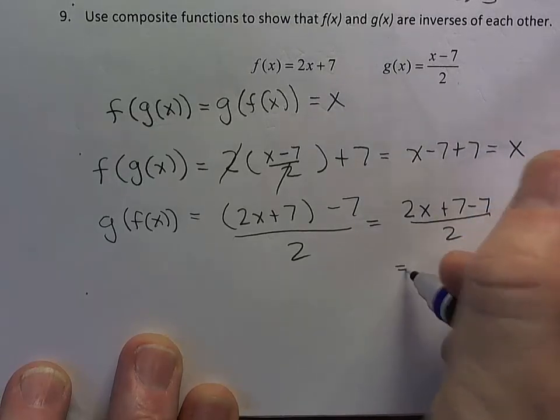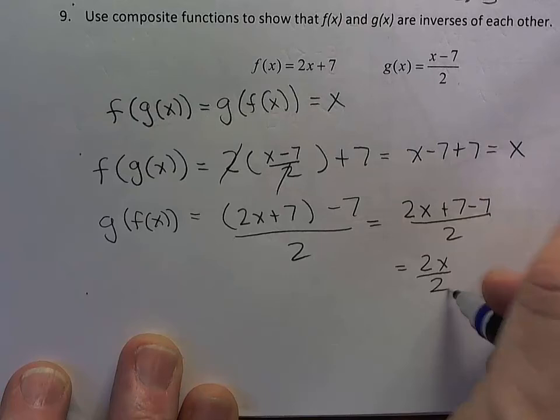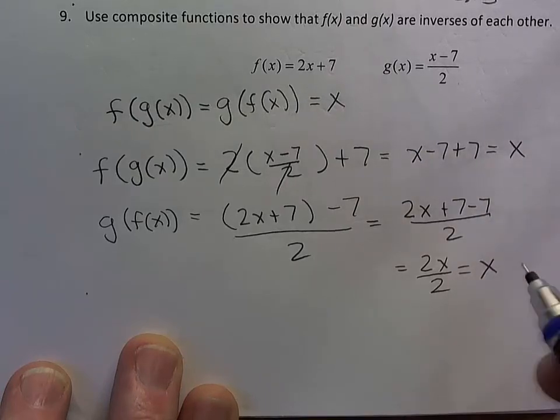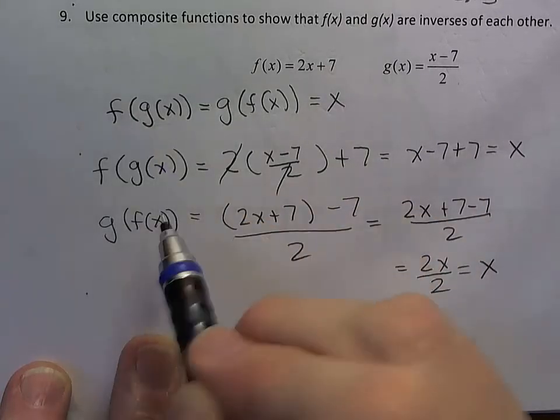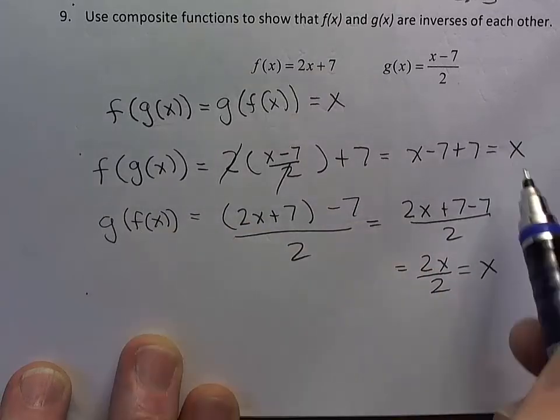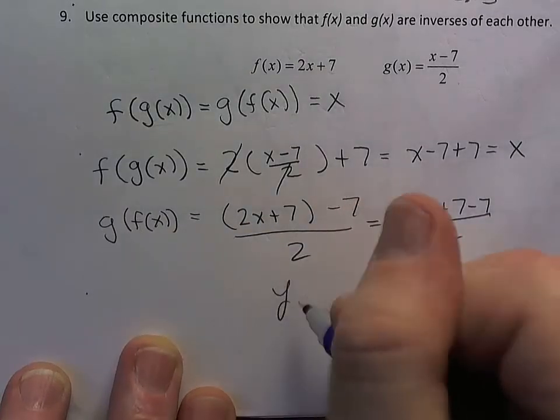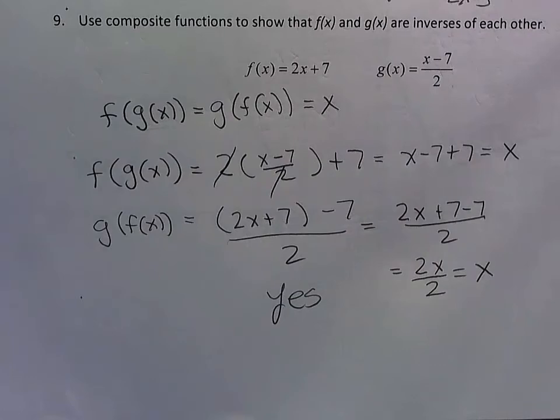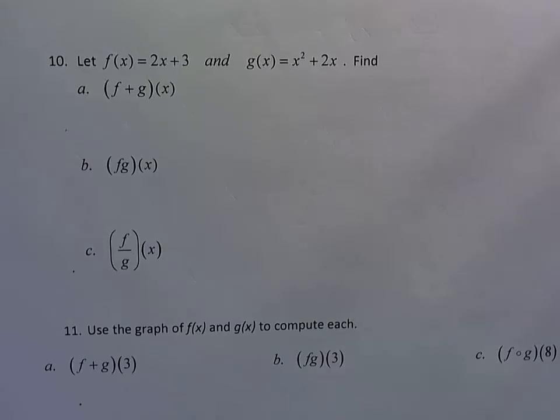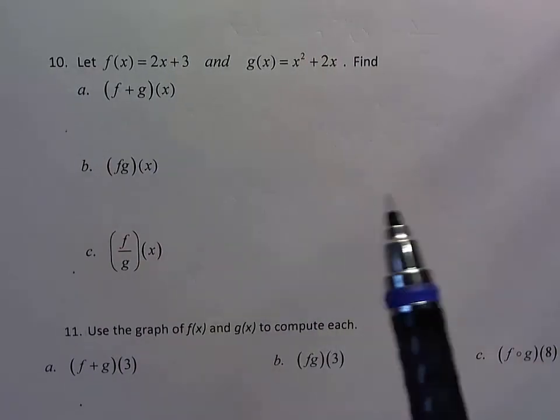And you'll notice this is 2x over 2 equals x. So, yeah, f of g of x and g of f of x are both equal to x. So, yes, these two functions are inverses of each other. Okay, so let's look at these combinations of functions here.